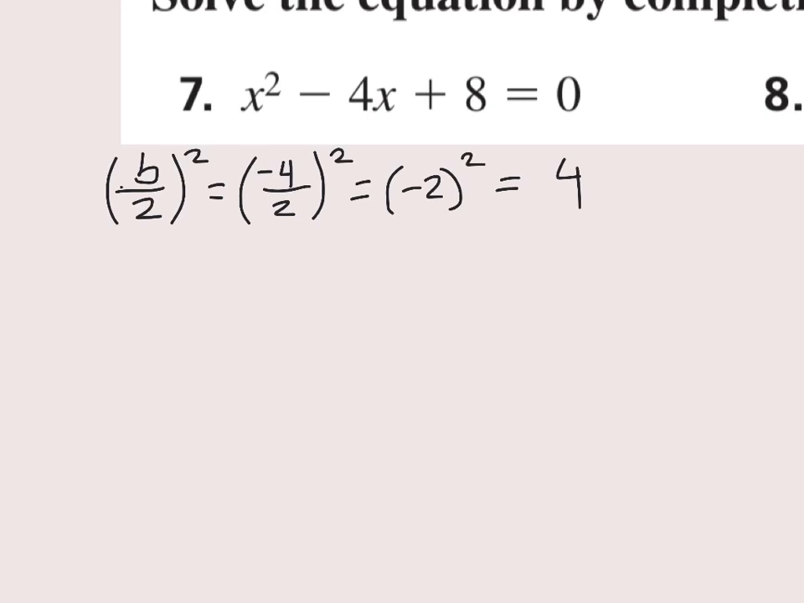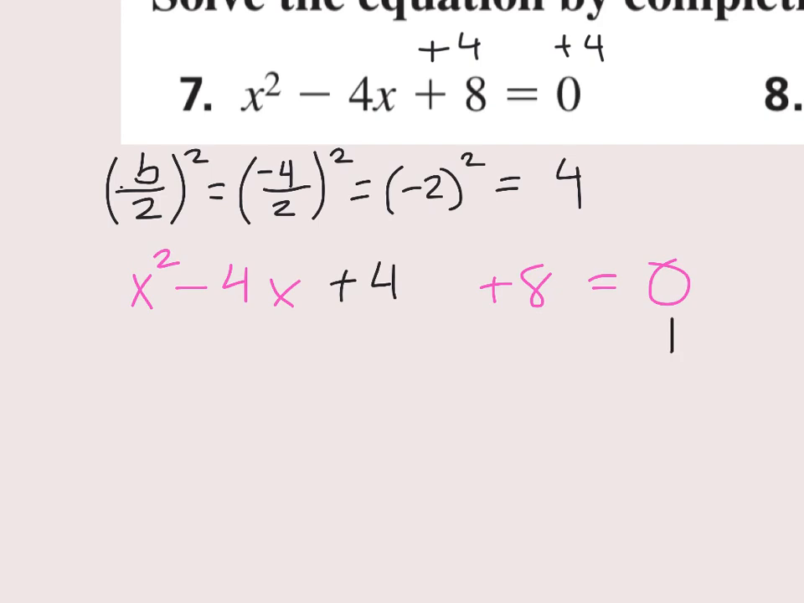So we are adding 4 to the left side of our equation here, so we need to add 4 to the right side also. So our equation now becomes x squared minus 4x plus 8 is equal to 0. And I'm adding 4 in here, and I'm adding 4 to the right side too, just so we keep our equation balanced. So we have to keep our equation balanced.